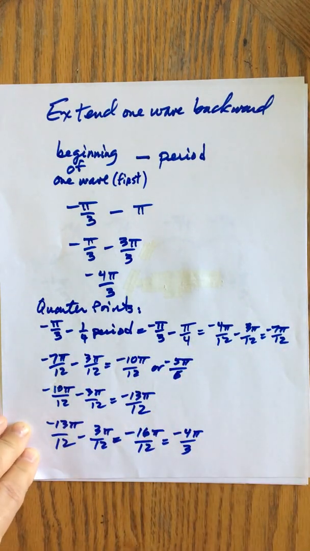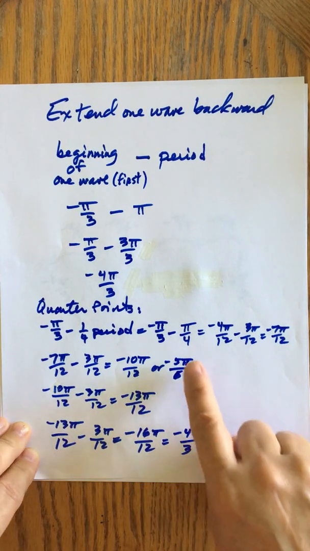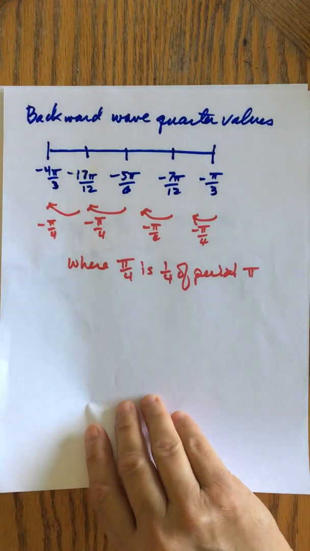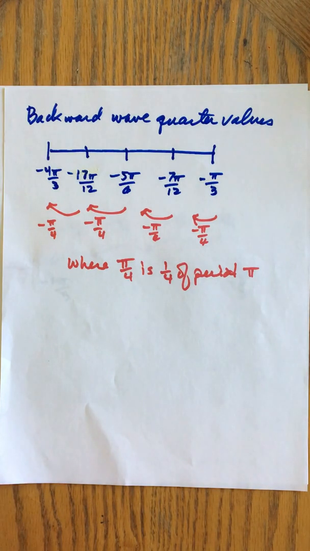And these are your quarter point values, right? What I call that. So that means here's what you would end up getting. So this right here, right? Where you're going back 1/4 of the wave. All right.